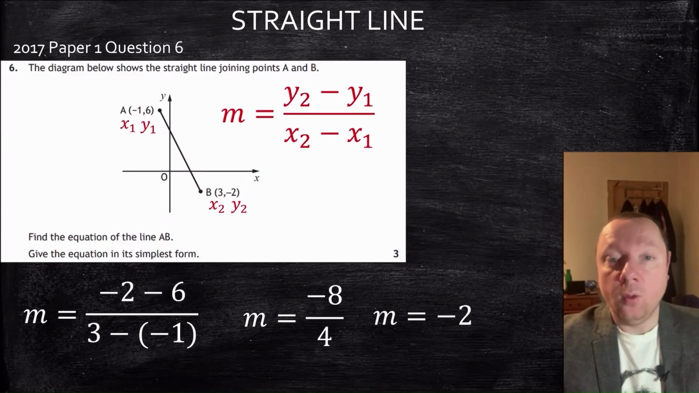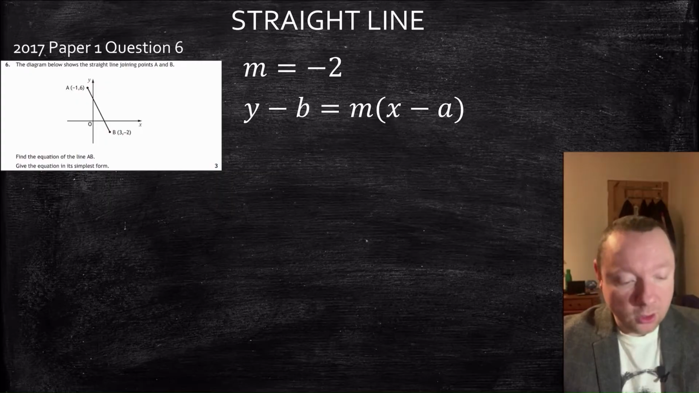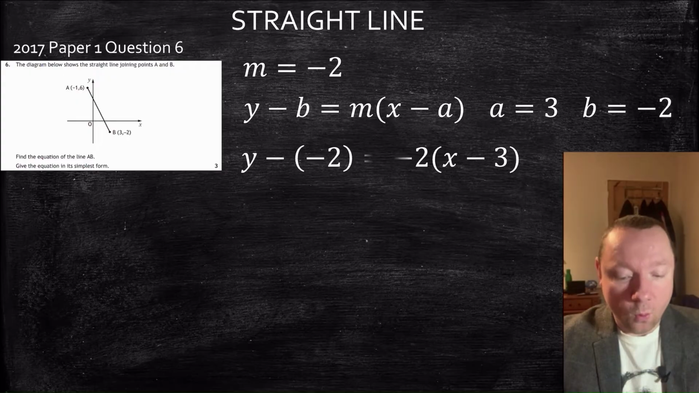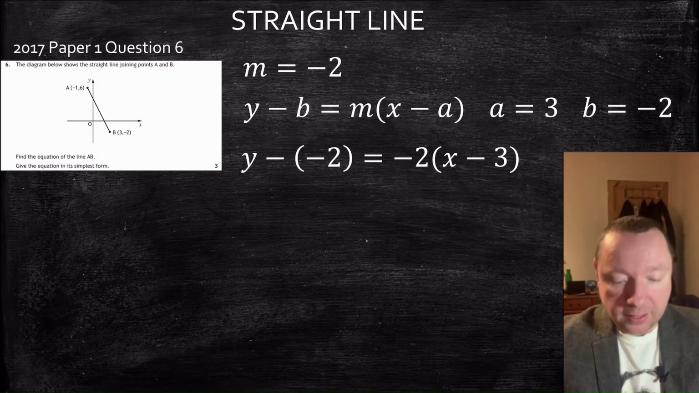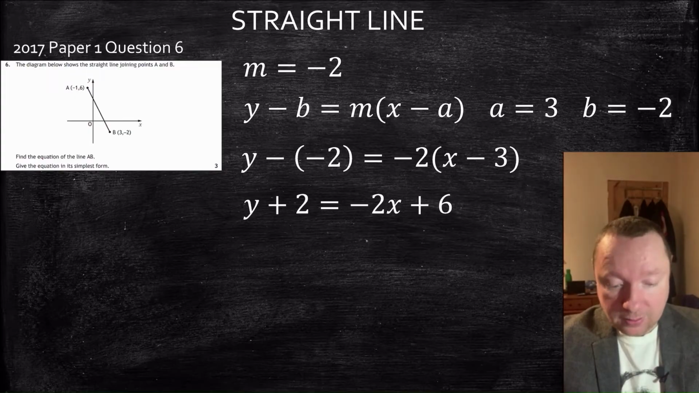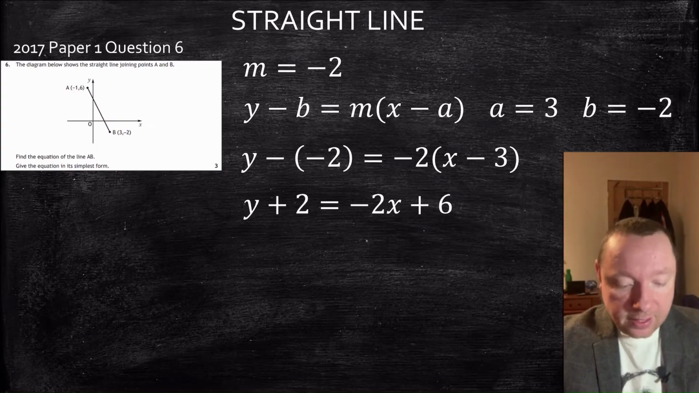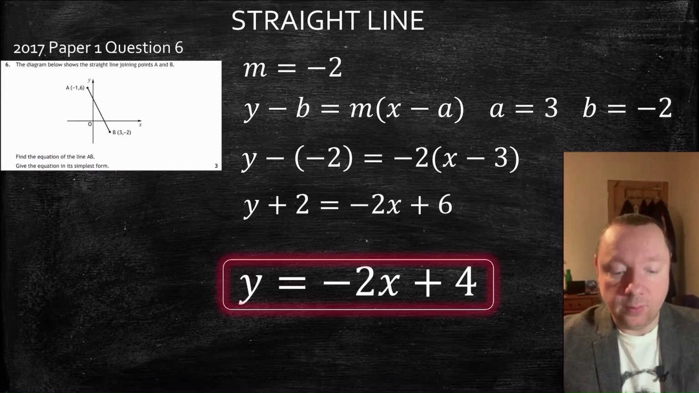Now use the equation of a straight line. y minus b equals m(x minus a), where a and b is just any point you want. So pick one of the points. I'll pick 3 and minus 2 in this case. So we've got y minus minus 2 equals minus 2 times (x minus 3). Watch your signs. y plus 2 is minus 2x, take away minus 6, plus 6. Minus 2 times minus 3 is plus 6. Watch your signs. Then taking the 2 across to the other side, you get y equals minus 2x plus 4, taking away 2 from both sides.